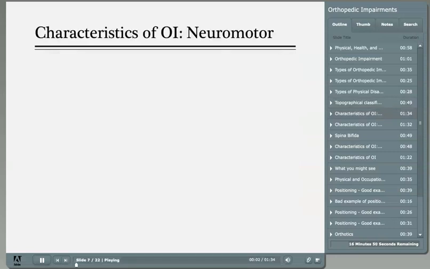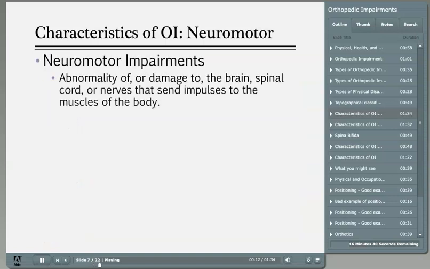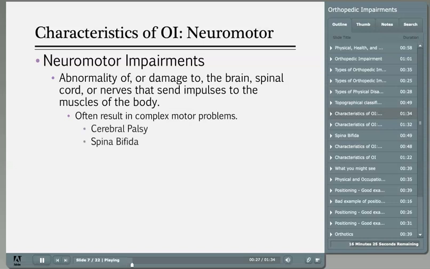Orthopedic impairments can also be characterized by neuromotor impairments, degenerative disease, and orthopedic and musculoskeletal disorders. Neuromotor impairments consist of abnormality of or damage to the brain, spinal cord, or nerves that send impulses to the muscles of the body. This often results in complex motor problems. Cerebral palsy and spina bifida are two neuromotor impairments.